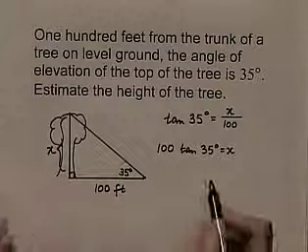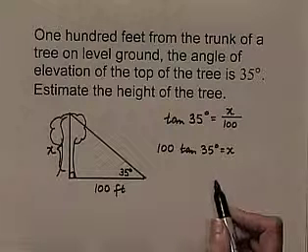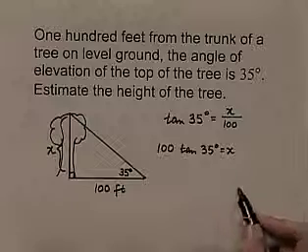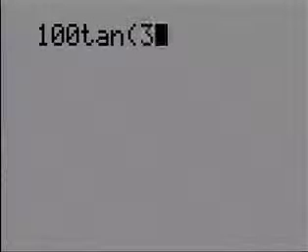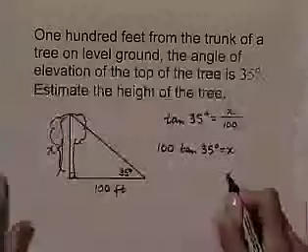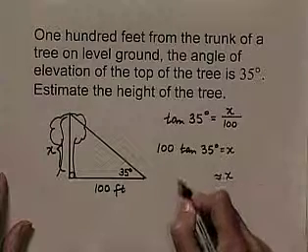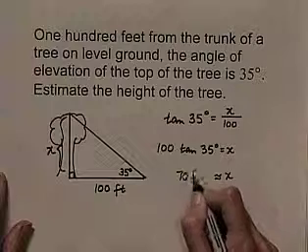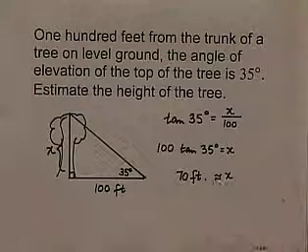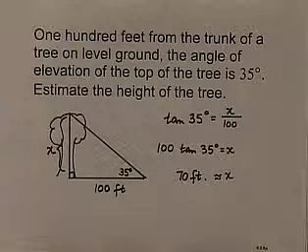Now, we're going to use our calculators again in order to come up with an approximate value for this. Let's take 100 and multiply times the tangent of 35 degrees. We come up with a value which is approximately 70 feet. And so we can write down this as x is approximately equal to 70 feet in height. And the tree then is approximately 70 feet tall.